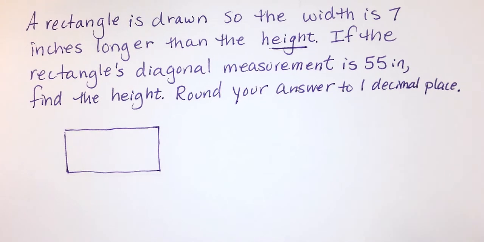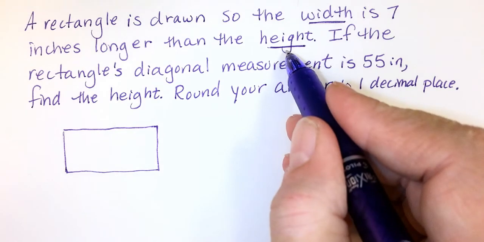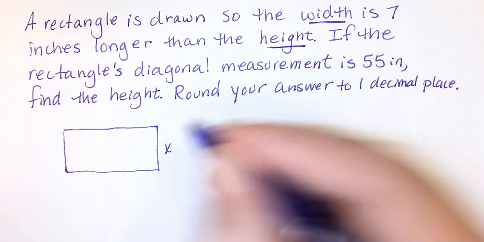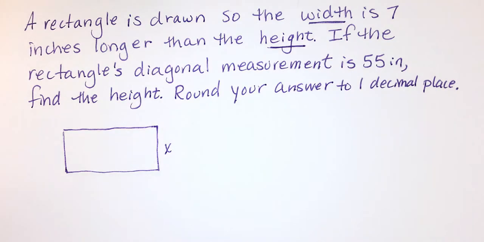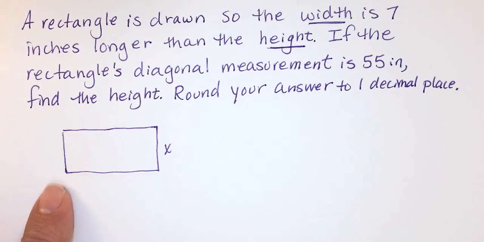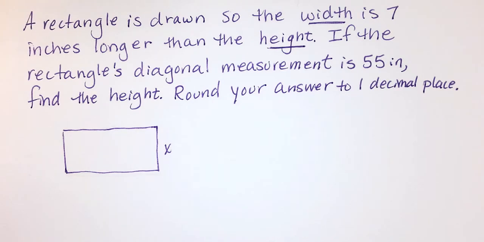So if the width is based off of the height, then the height will be your variable. So I'm going to just call this X. You could use H. It really doesn't matter. So we're using this as our height, and now we need to figure out what is the width. So how wide is this? So the width is 7 inches longer than the height.